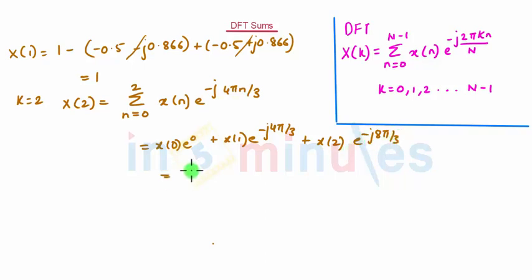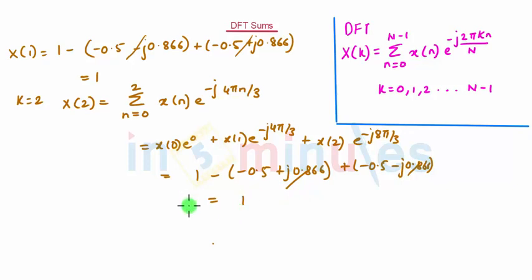Now again, calculating the values of exponential terms, we finally get 1 plus (minus 0.5 plus j 0.866) plus (minus 0.5 minus j 0.866). So again, these both cancel out and finally the term comes out to be 1. Therefore, the DFT of this sequence is 1, 1, 1.